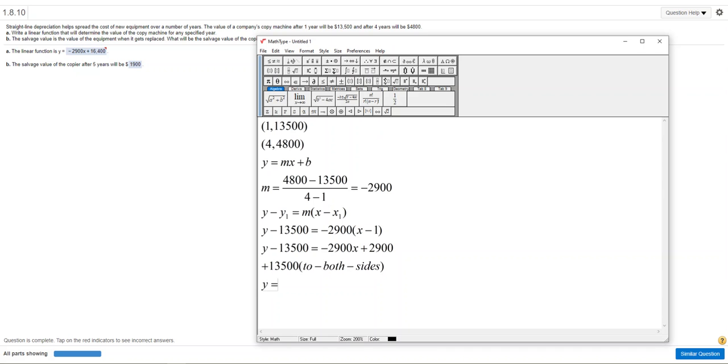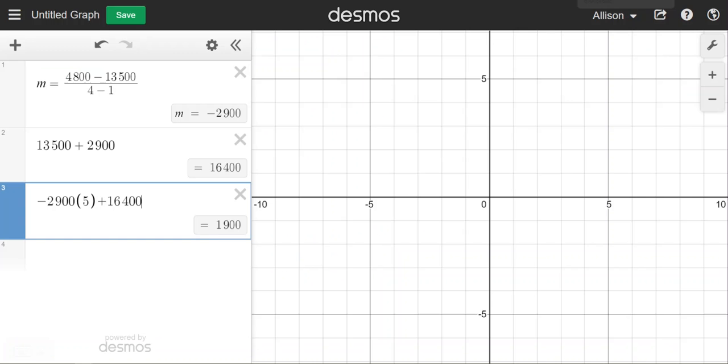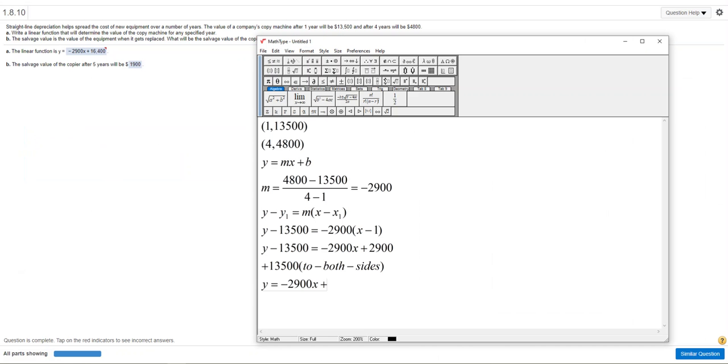So this would give me y equals, I'm adding the 13,500 over, and then I get my negative 2,900x term, and then if I add 13,500 over to 2,900, it's going to give me 16,400. So I get a plus 16,400. And that is the same thing that we got when we solved for b previously. It's just a different way to find the equation.